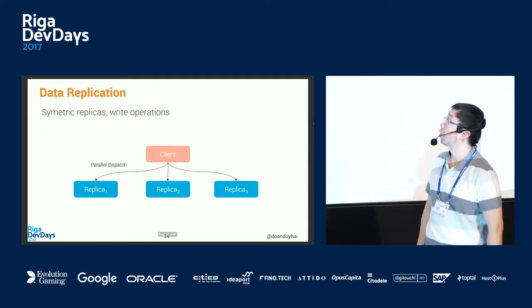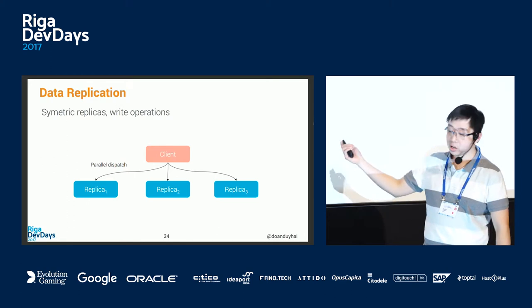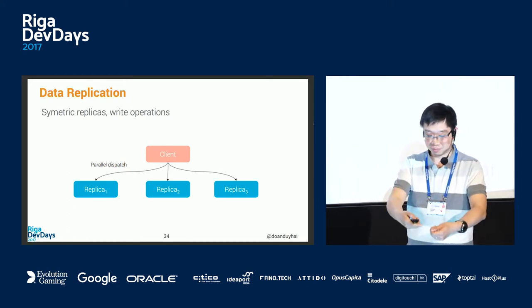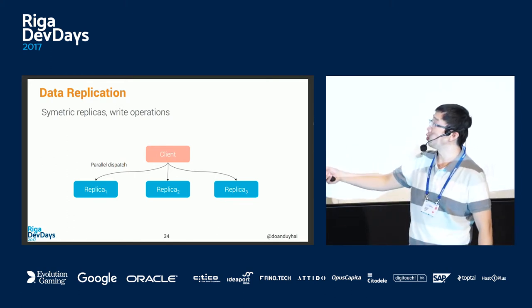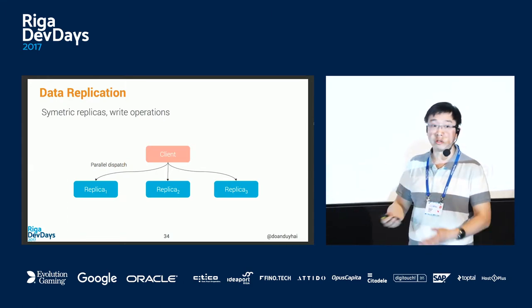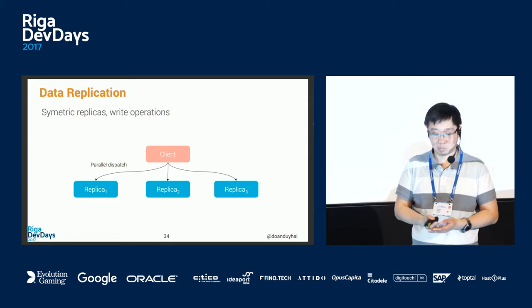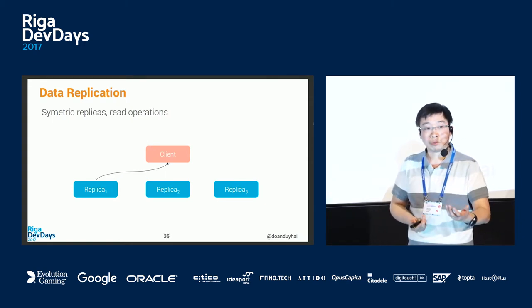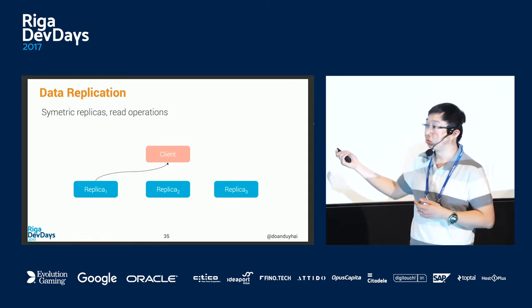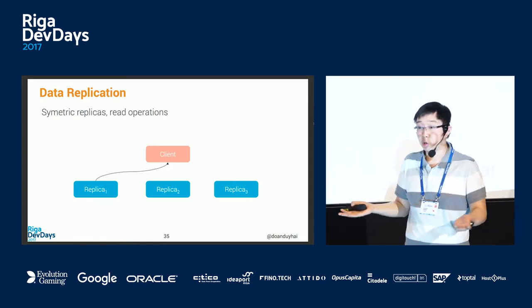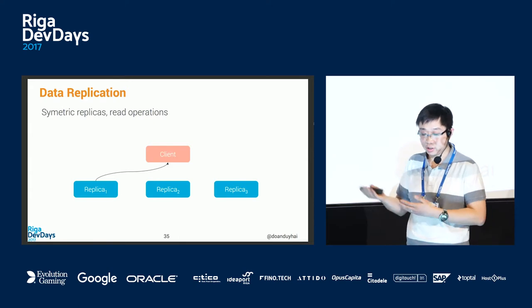So let's see how it works. In a symmetric replica system, when you write, the client just dispatches parallel writes to all the replicas, because there is no role. They are all equal. And when you are reading, you can read from any replica because there is no master. No primary, no secondary. You can read from any replica.